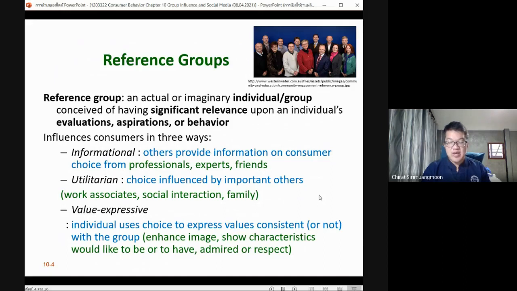Okay. Then how about value expressive? Value expressive is very easy. If you do care about your image, the characteristic of the group that you want to be in, or the group that you admire or respect, this is how value expressive influence works. The group influence that you care about might be, for example, high society people. If you want to be a part of that group, you care about what they think and what they use. So the high society group is value expressive influence because it directly relates to your image and the characteristic that you admire.